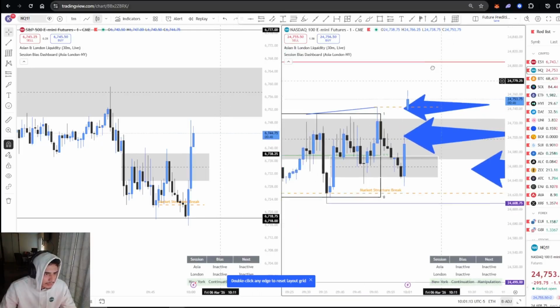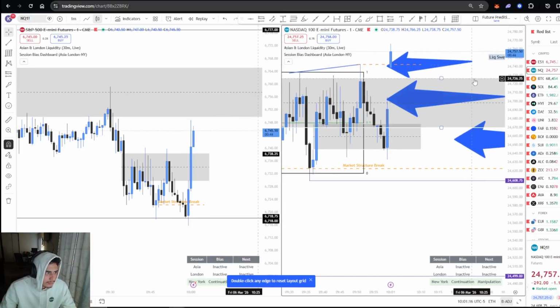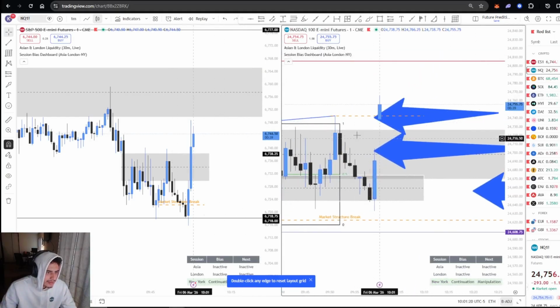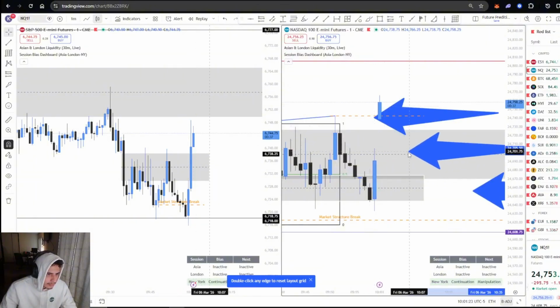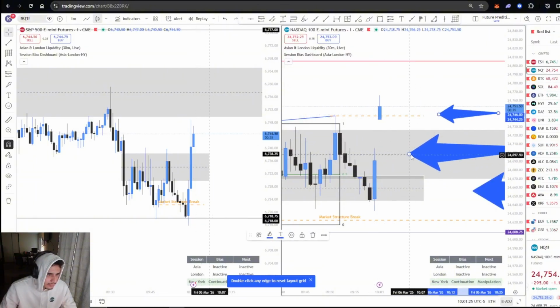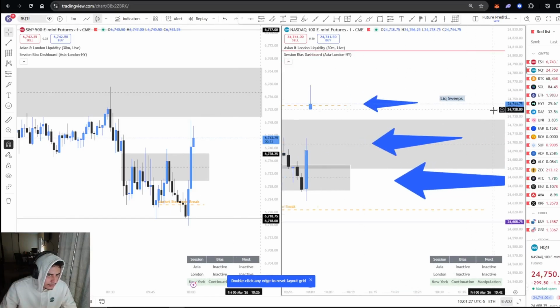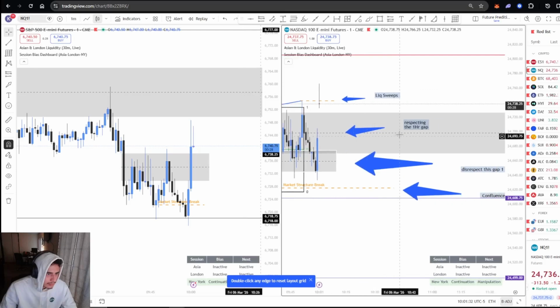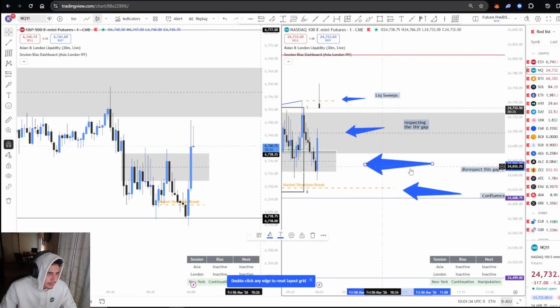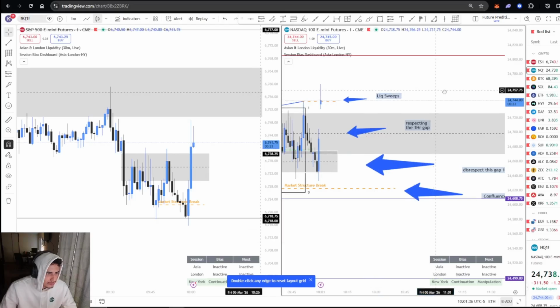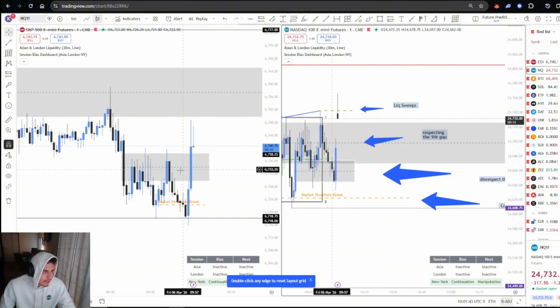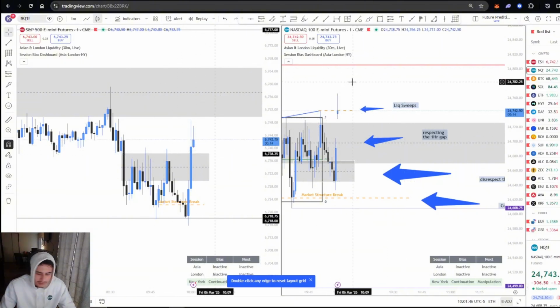Oh, what the hell? Yo, we're missing a candle here, bro. What is y'all doing? We're missing a candle there, bro. You guys see this? We're missing a candle there, bruh. What is going on with you guys?